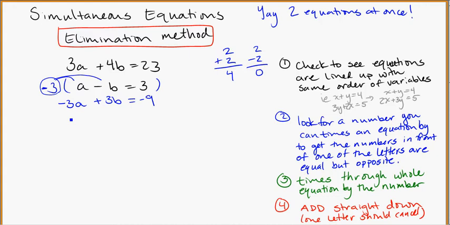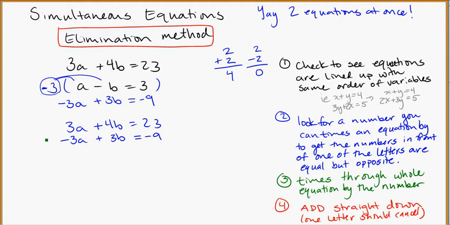So I'm actually going to rewrite these for myself. 3a plus 4b is equal to 23. And the next equation, I'll just write it underneath, negative 3a plus 3b equals negative 9. You don't have to rewrite them. You could just scribble out and fill in the numbers on the first equation, but I'll leave it there so that you can see the working of it. Okay.